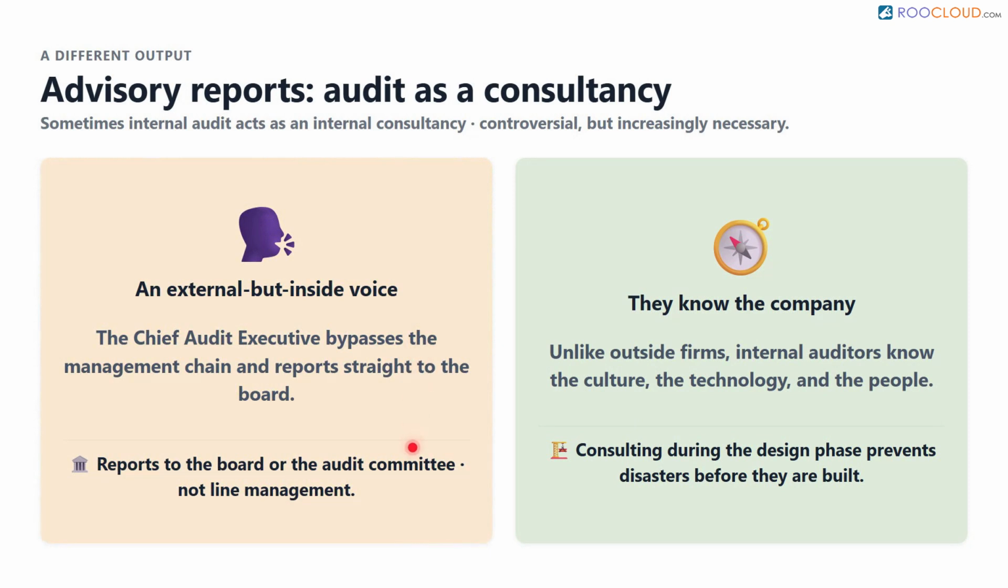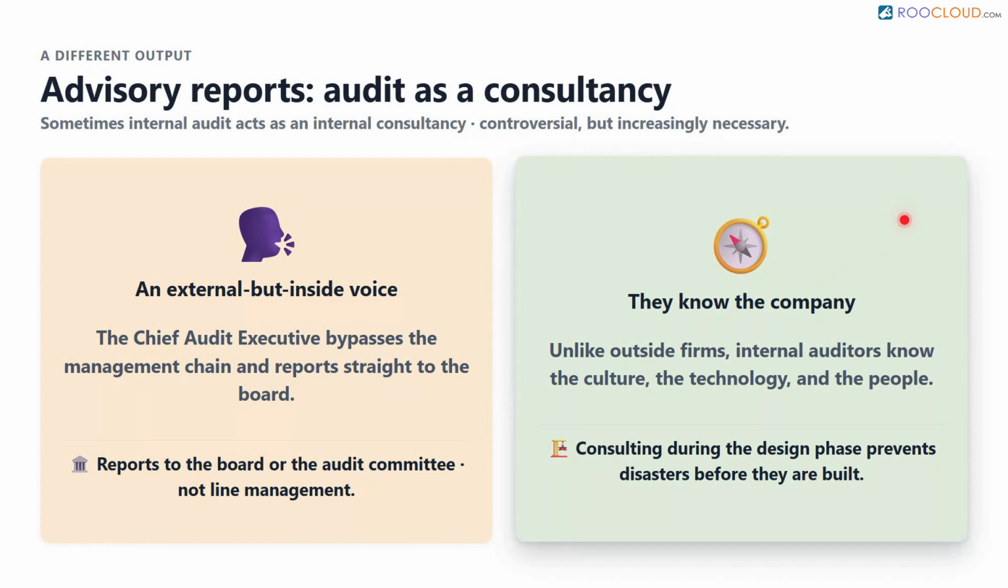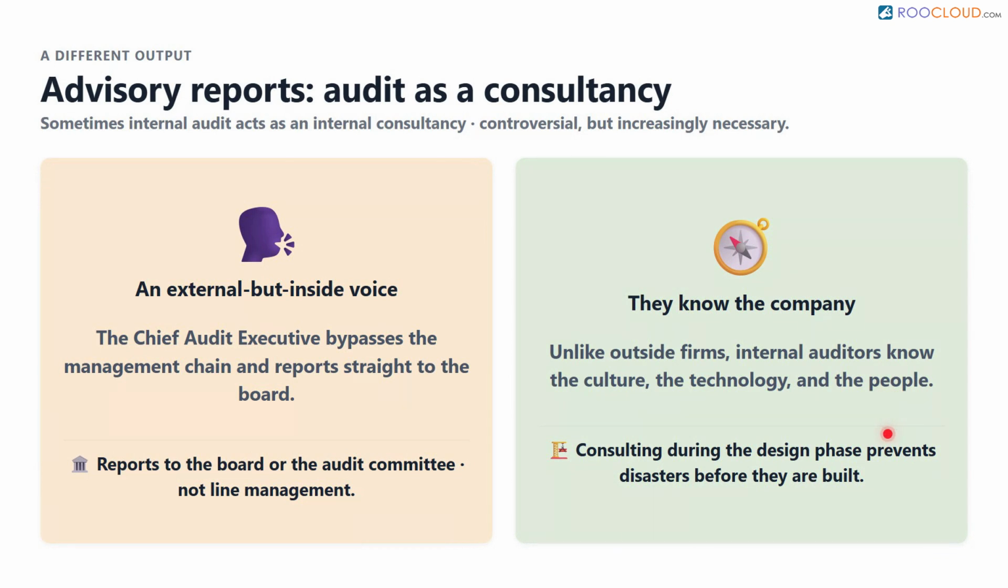The chief audit executive typically bypasses the normal management chain and reports directly to the board of directors or the audit committee. However, unlike outside consulting firms, your internal auditors intimately know the company culture, the proprietary technology, and the people involved. Because artificial intelligence governance is so new and requires collaboration across almost every department, having auditors consult during the design phase can prevent massive disasters before they are built.